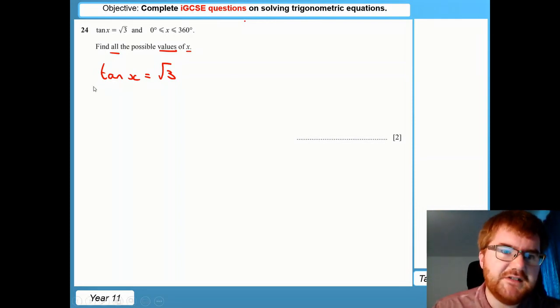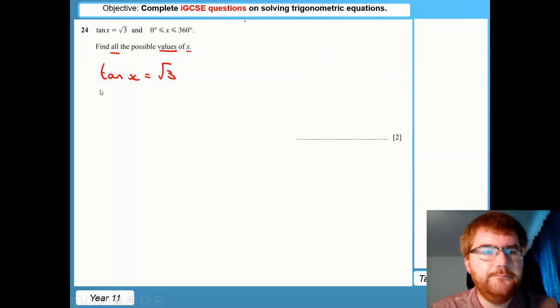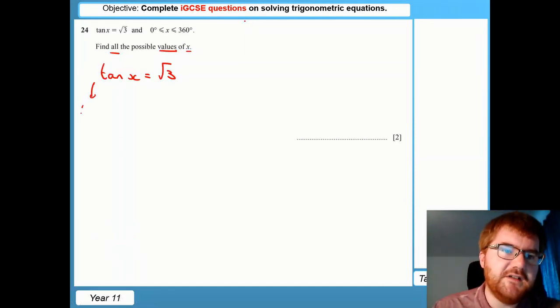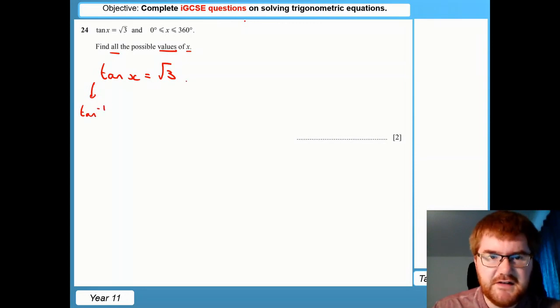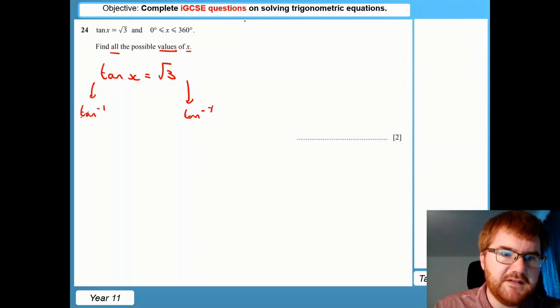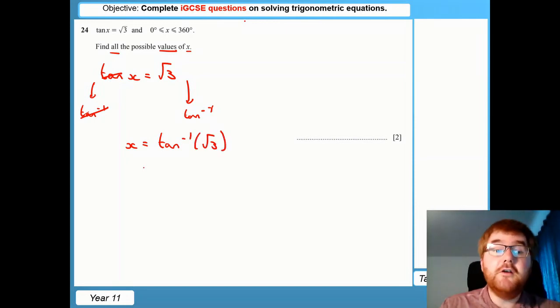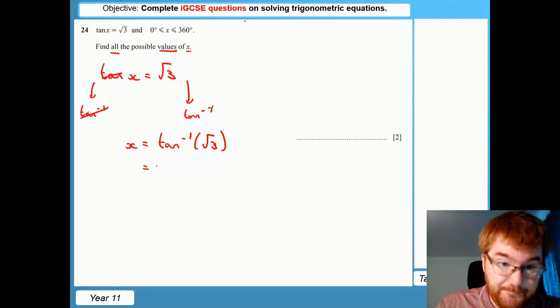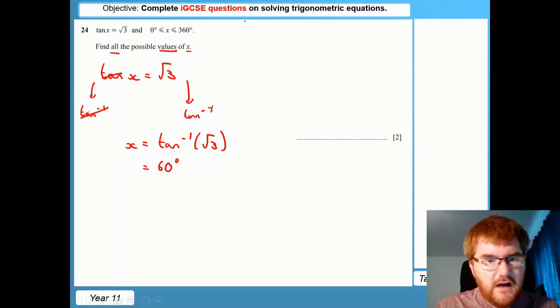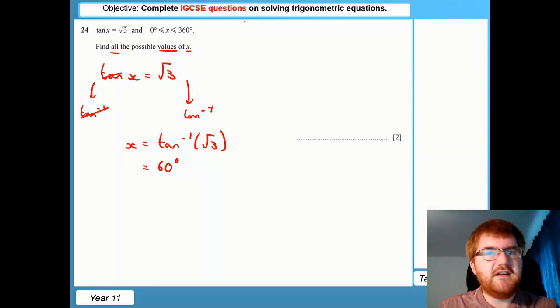So if I do the same process as before, get my trusty pen, the opposite of this is tan inverse on both sides, like so. This cancels, and I'm left with x equals tan inverse of root 3. I know this off by heart as 60 degrees. Now, again, you can use your calculator to check this as well, but I just know this off by heart, and it's something I'd recommend doing.